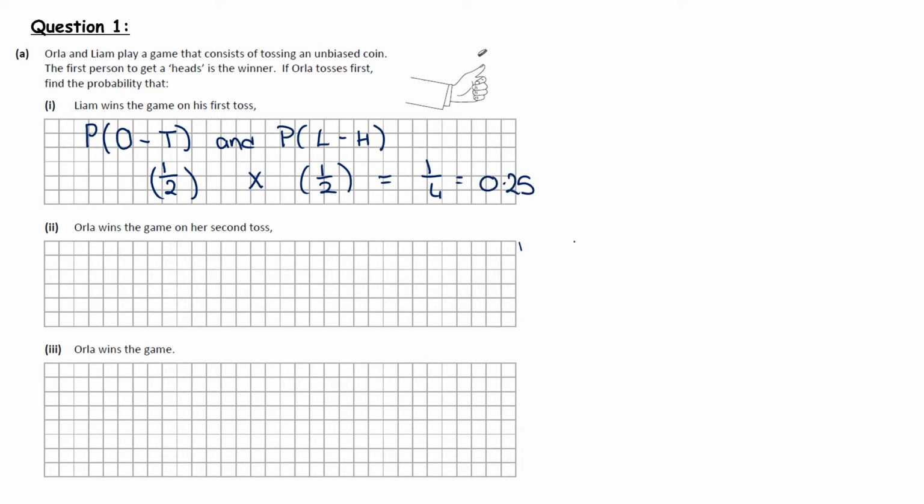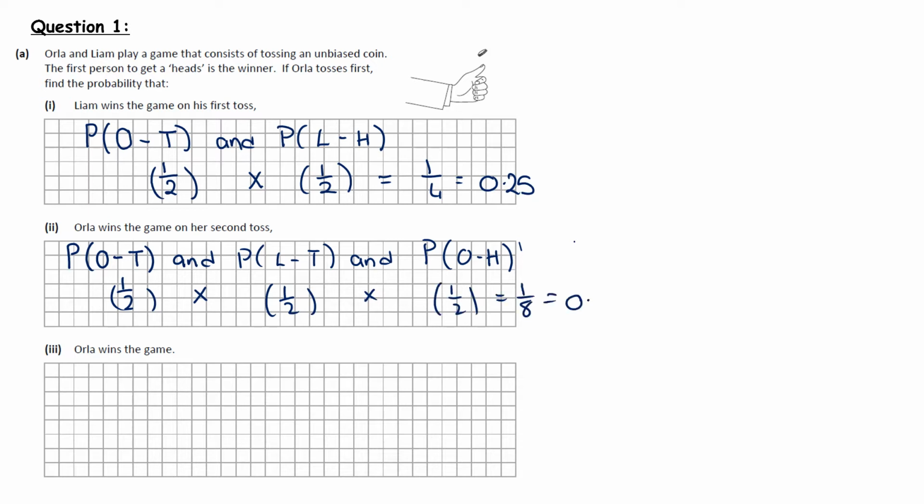So the next question asks that Orla wins the game on her second toss. So this time Orla, the first time, gets tails. And then when Liam plays, he also gets tails because he doesn't win this time. And then now we're on Orla's second toss, Orla will get heads. So she'll win. So we'll get a half. Multiply, because it's the word "and", a half, multiply a half, and a half. So that is 1/8, or in decimal form 0.125.